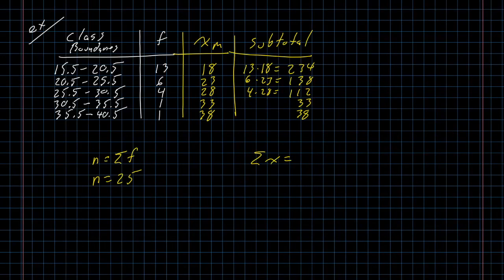All right, the other thing that we need is the total of all of our scores. And this is where the subtotal becomes so useful, because the total of all of the scores that say 18 is 234. The total of all the scores that rounded to 23 is 138. So we just add up all of the subtotals. And I get that this total is 555.